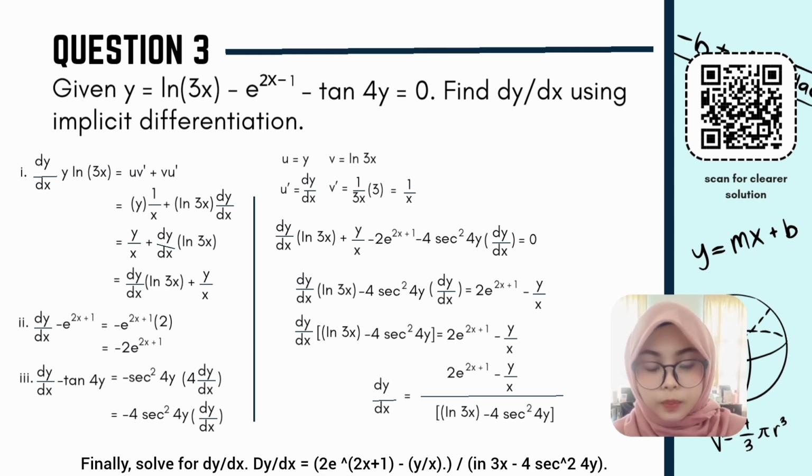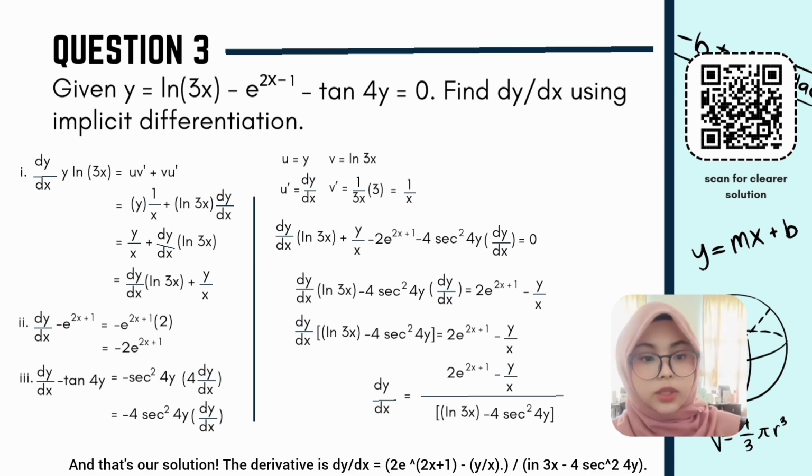Dy over dx equals 2e to the power of 2x plus 1 minus y over x, divided by ln 3x minus 4 sec to the power of 2 of 4y. And that's our solution. The derivative is dy over dx equals (2e to the power of 2x plus 1 minus y over x) over (ln 3x minus 4 sec to the power of 2 of 4y).